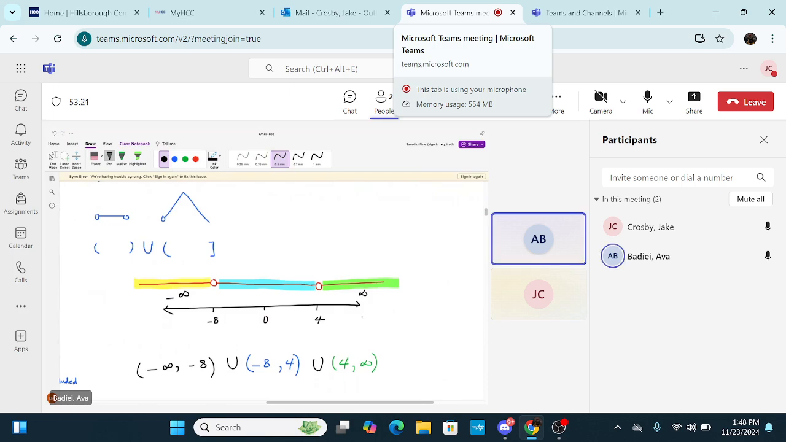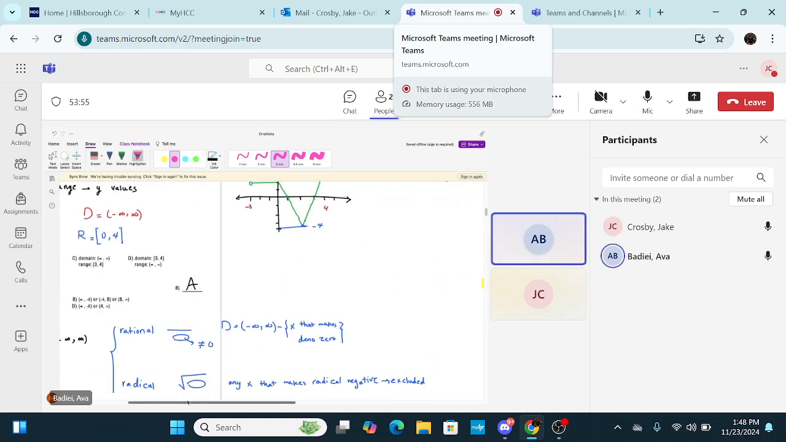Exactly. So the 2 numbers that I have here, remember we draw the number line based on the 2 numbers that make our denominator 0. Because this was a rational function, negative 8 and 4 make your denominator 0. This 0 is just for your reference. So this is one gap. This is a second gap. It gives you 3 intervals.